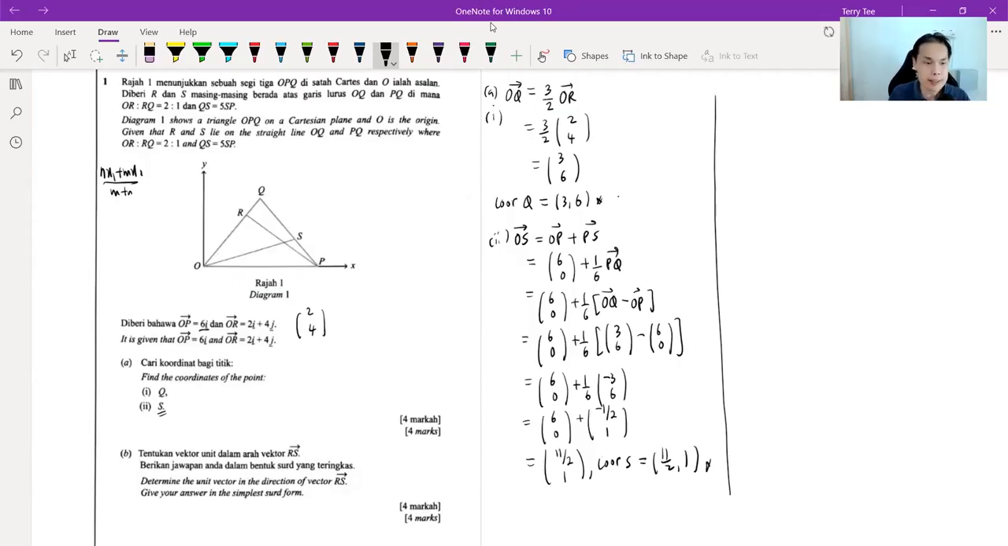It's actually quite easy. Now, I want to find vector OS. I know this is 5. I know this is 1. I already know vector OQ. My OQ is (3, 6). My OP is (6, 0).